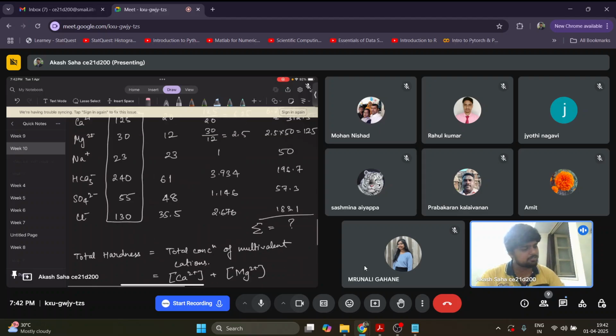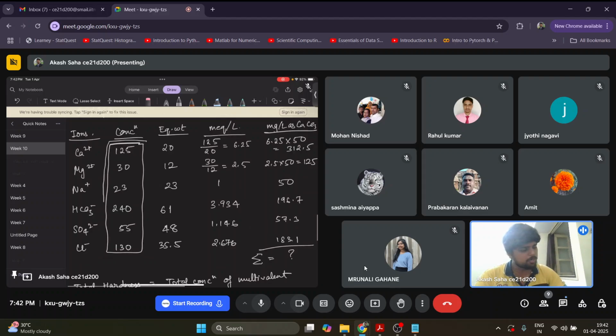So these values you are seeing, 120, 30, are the values which we get from these sophisticated instruments or with the help of titration. Once we get this concentration, we will convert everything in terms of mg per liter as CaCO3 and then calculate the hardness, alkalinity, everything.